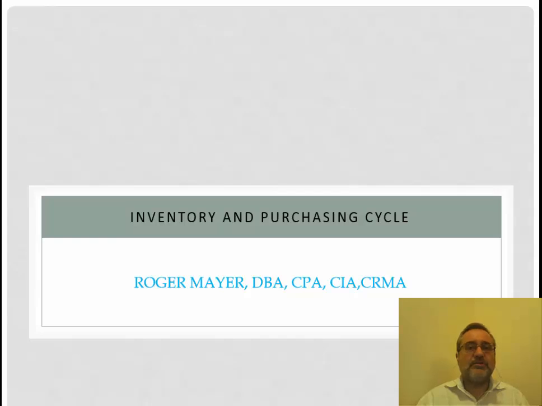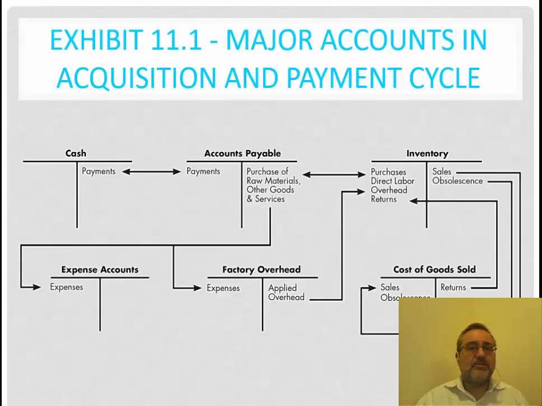This is our first lecture related to Chapter 11, which focuses on the inventory and purchasing cycle. Keep in mind that when we're working through the inventory and purchasing cycle, we're considering it from the transactional perspective, where we're looking at internal controls, and we're also looking at account balances, where we are measuring monetary misstatement.